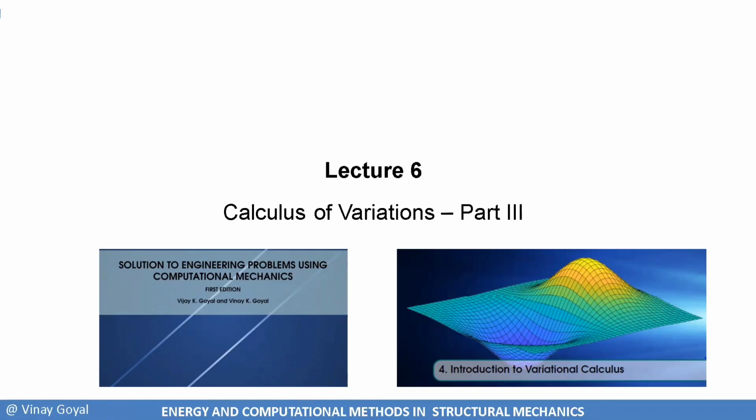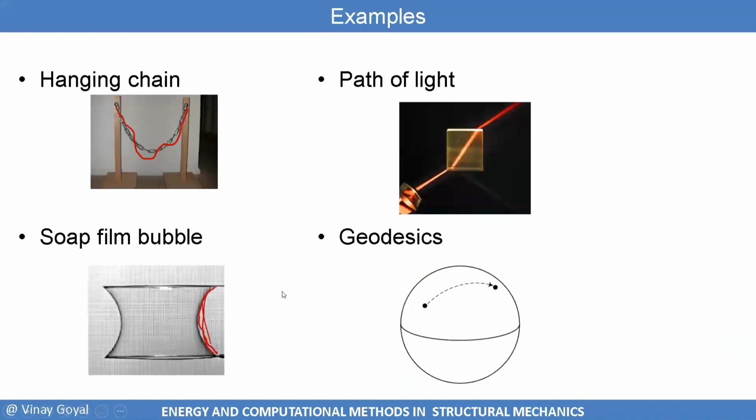Welcome to Lecture 6. Today we'll be covering the calculus of variations, part 3, and we'll continue the coverage of chapter 4 of my book. Today we'll be covering constraints, and I'll also give examples. We'll start with the hanging chain and geodesics.